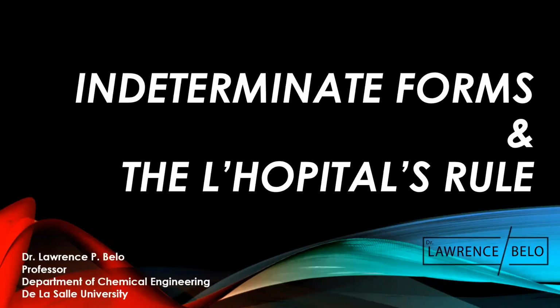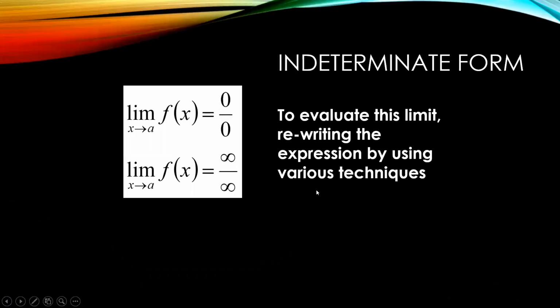For this module, we'll be discussing indeterminate forms and the application of L'Hopital's rule. What are indeterminate forms? Basically, there are 4 cases. However, the most common one is either 0 over 0 or infinity over infinity. So the limit of a function as x approaches a certain number, when it becomes 0 over 0 or infinity over infinity, we still can evaluate this, diba?